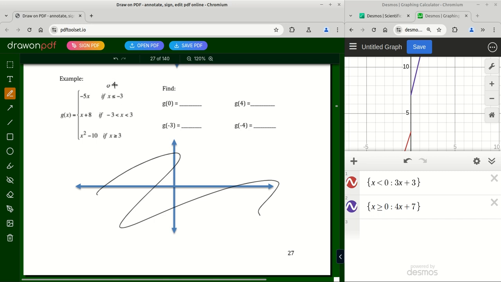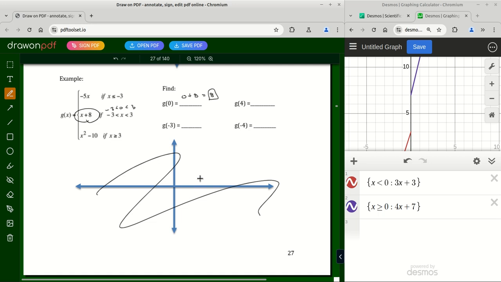Is 0 less than or equal to negative 3? No, it's not. Is 0 between negative 3 and 3? Yes. Plug it in here. 0 plus 8 is 8.